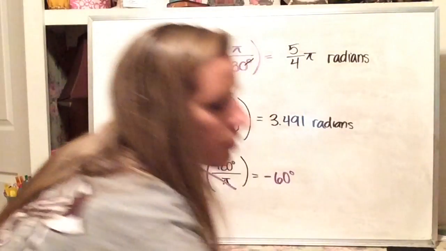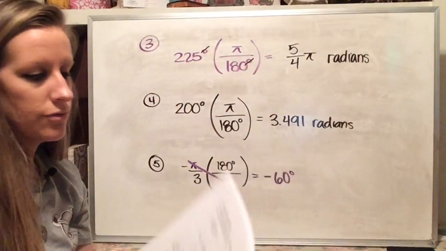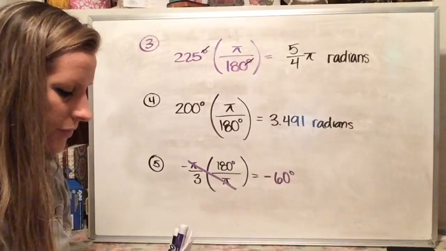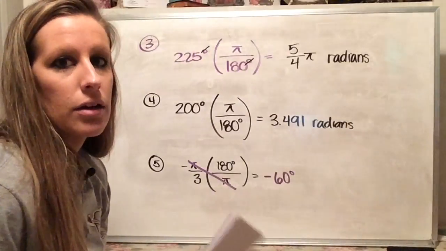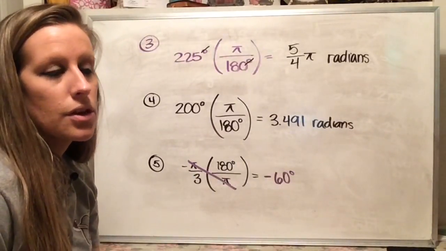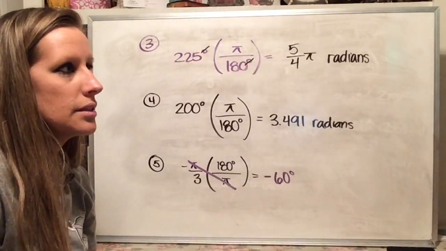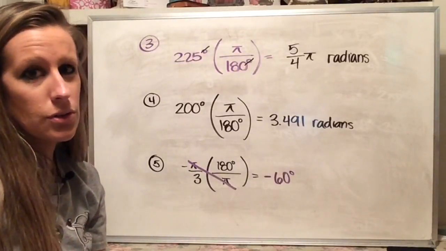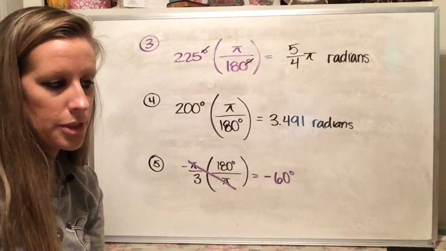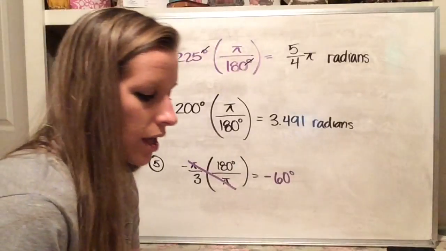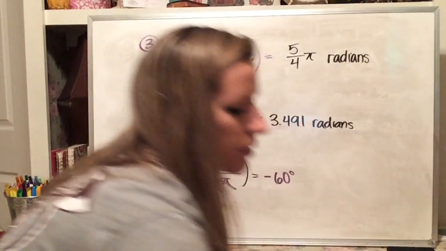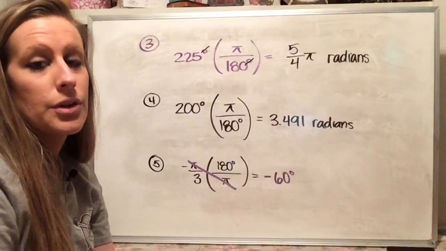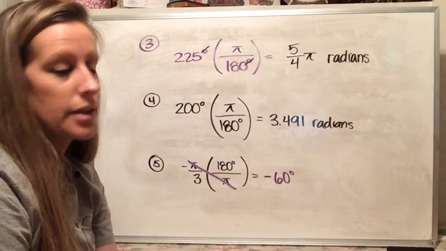Alright, so that's how you convert from degrees to radians and vice versa. The next part, we're going to talk about complementary and supplementary angles. You've talked about this, pretty sure in middle school, and you should have done it in geometry last year too. But we're going to do it with degrees and also in radians. You've never done it with radians before.